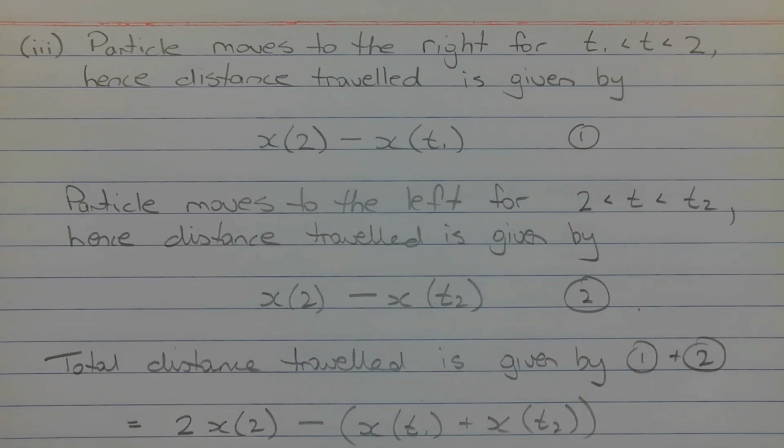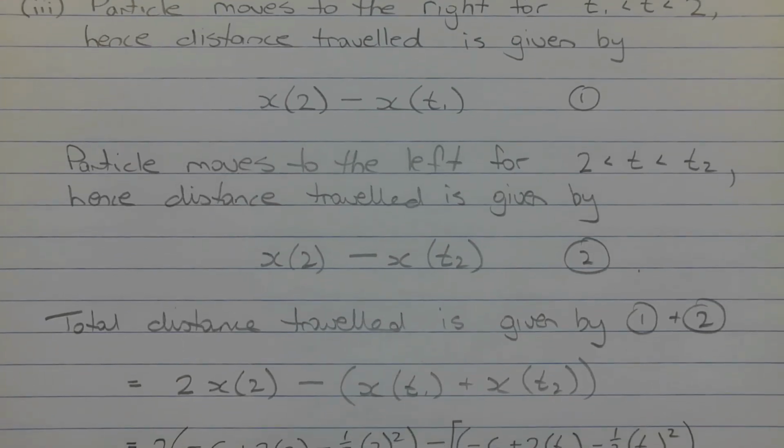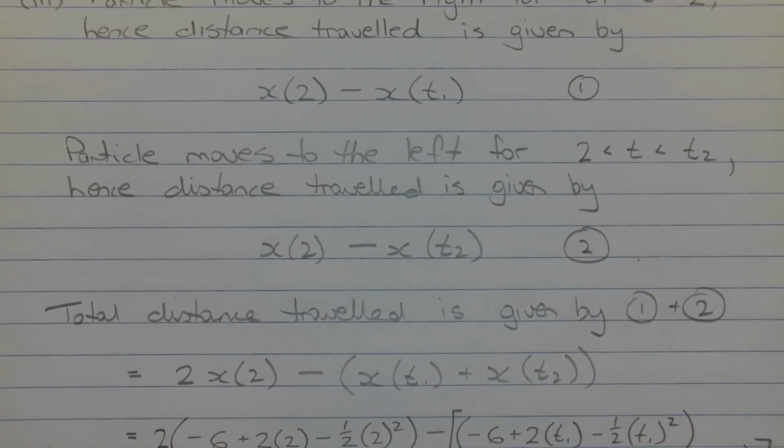Now, after time t equals 2, that is, values of time between 2 and t2, the particle moves to the left. So at time t equals 2, the particle changes direction. Hence, the distance travelled is given by x of 2 minus x of t2, and we call this expression number 2. Now, it's important to note that at time t equals 2, the particle changes direction, and this needs to be taken into account when finding the total distance travelled. So to find the total distance travelled, we add both of these expressions together. So expression number 1 and expression number 2.